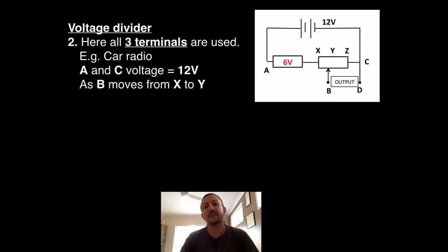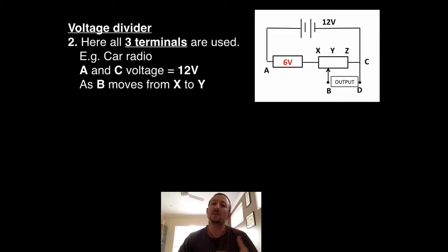The other form of it is a potential divider. Now this works really well when you look at something like a car radio. Now a car battery works off 12 volts, but a car radio will only work off 6 volts. Now if we put 12 volts through our car radio, it won't work and it will blow up some of the components. That's not good, especially if you spend a lot of money on your car radio.